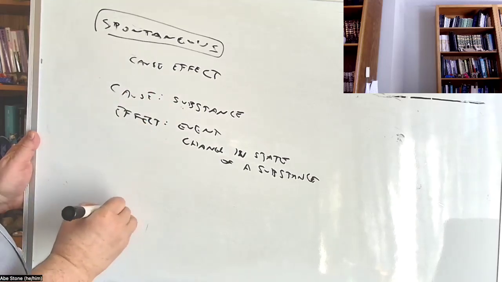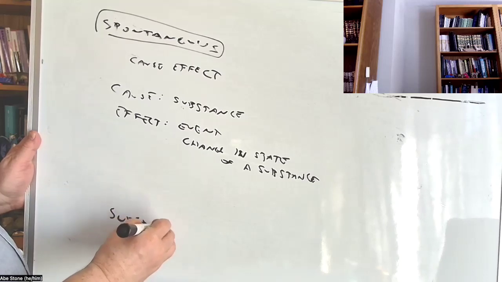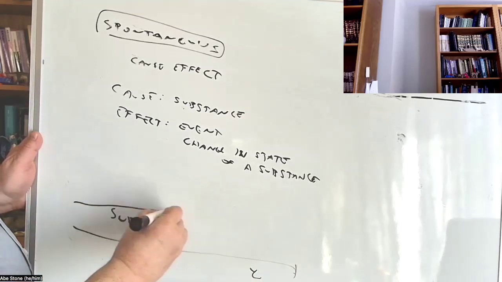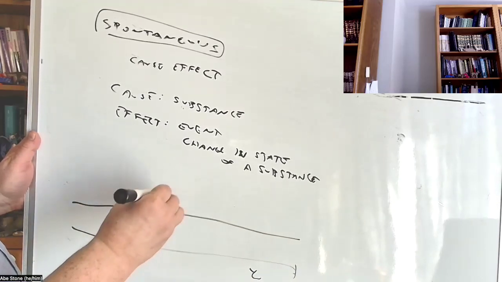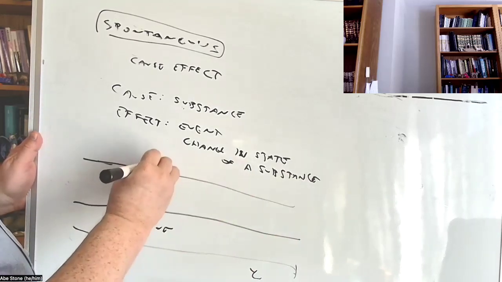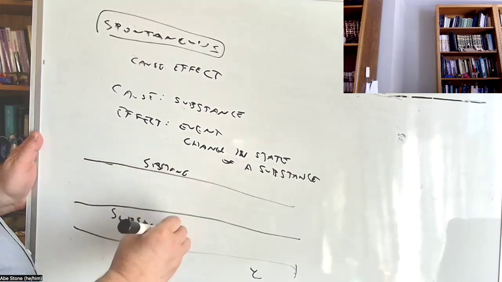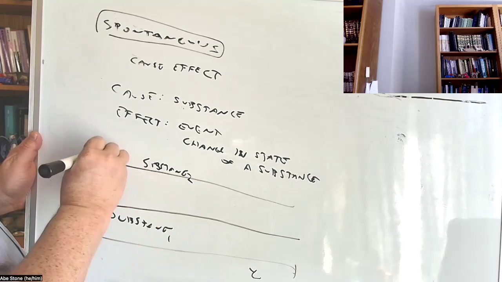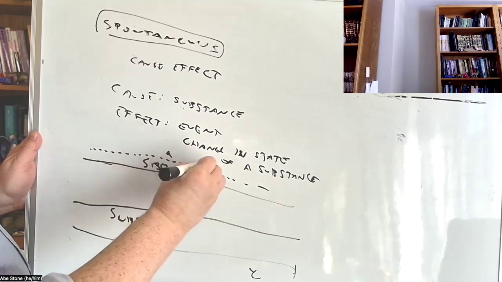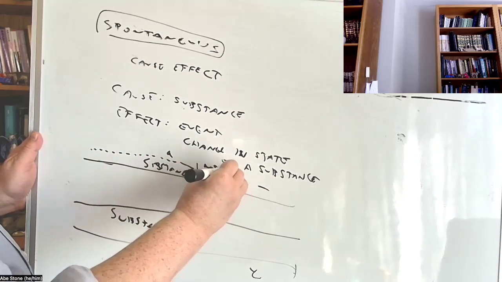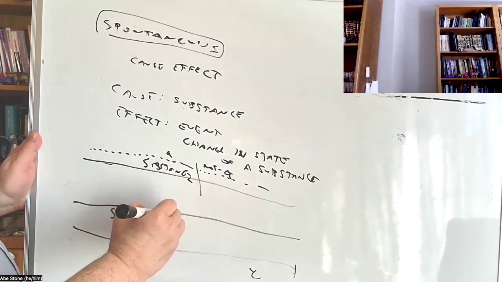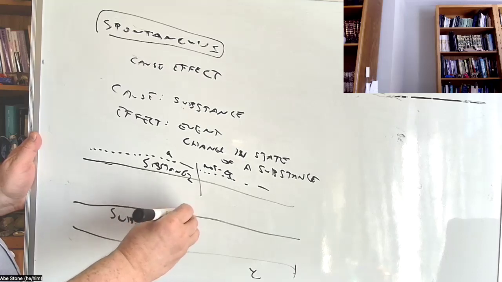So, right, here's the substance. This direction is time. Right, so the substance is always here. And here's the effect. So the effect is the change in state of some other substance. So substance two changes its state at this time from like A to not A. And substance one is supposed to be the cause of that change. And Kant says, how does it do that?